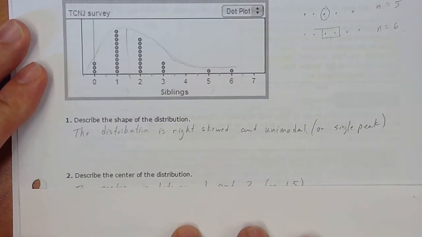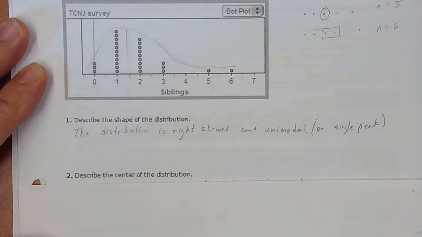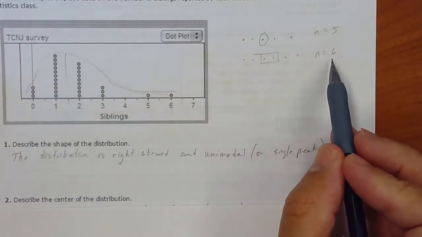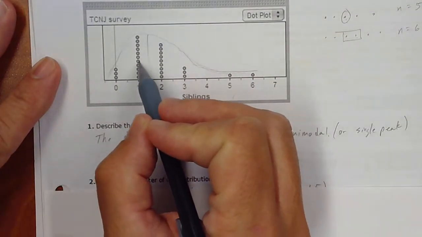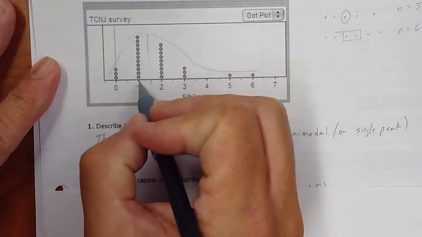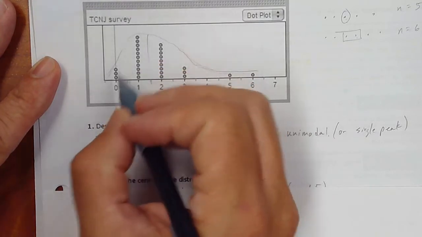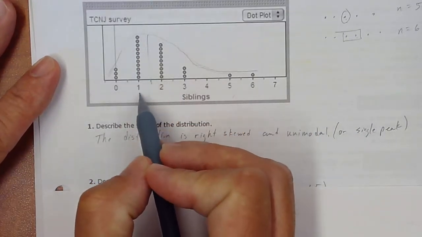Okay, on to center of the distribution. So if we go through, how many data points are on here? Anybody? 26. Okay, so it's an even number, right? So we have to average the 13th and 14th. So 1, 2, 3, 4, 5, 6, 7, 8, 9, 10, 11, 12, 13, 14. Did I count that right? Yep. So the 13th and 14th definitely have to be an average of 1 and 1, right?